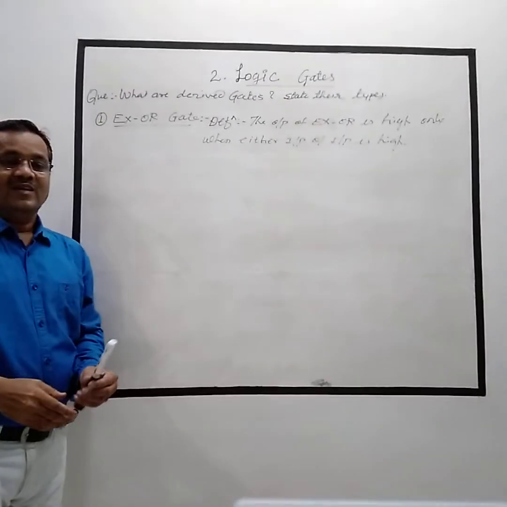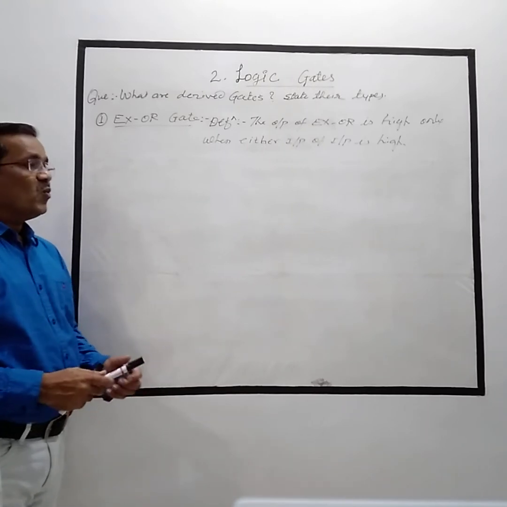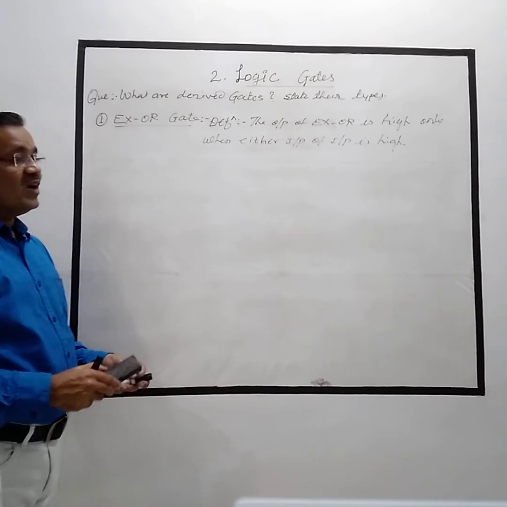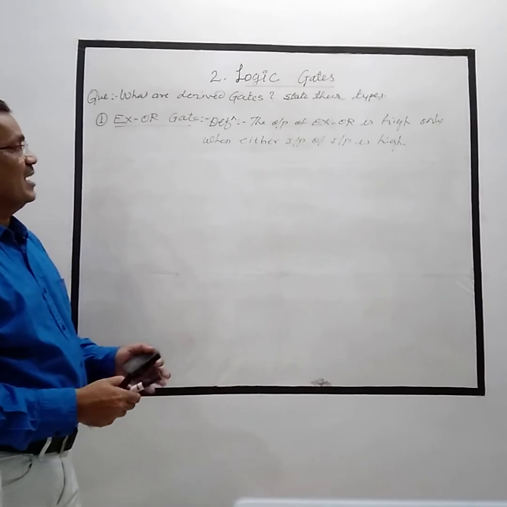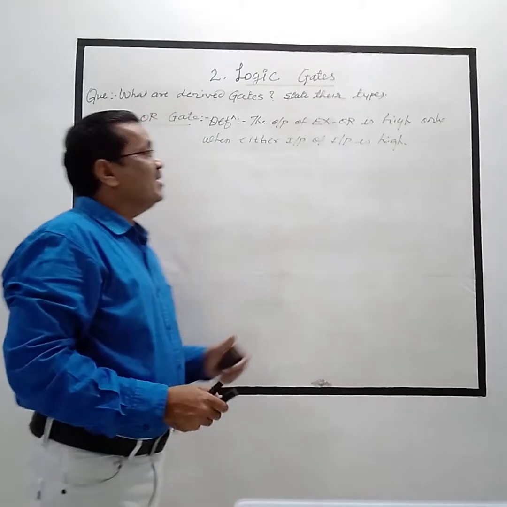That means the output of XOR gate is high only when one of the inputs is high, when either of the inputs is high.